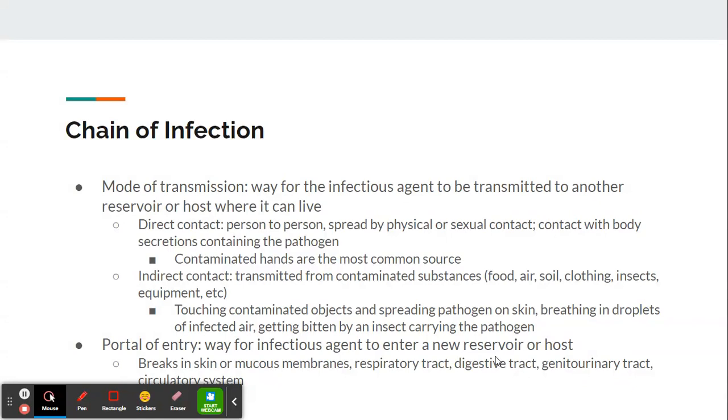Then we have our portal of entry. So how does it get into its new host? Just because I touch someone's blood doesn't mean that I automatically am going to get that disease or a disease. There has to be a way for it to enter my body. So whether that's a break in the skin, through my respiratory tract when I'm breathing in that contaminated air, my digestive tract if I've eaten something infected, my circulatory system, there has to be a way for it to enter the new host.